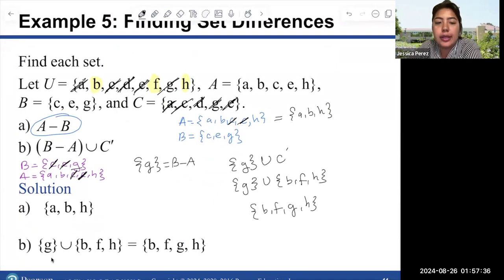Again, slowly, we had to first subtract B minus A. What does A and B have in common? The C and the G, so you're only left with G. And then you still have to find C prime, so you're removing the elements of C from the universe to give you your C prime.